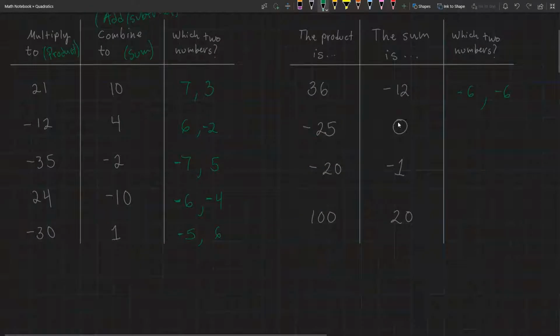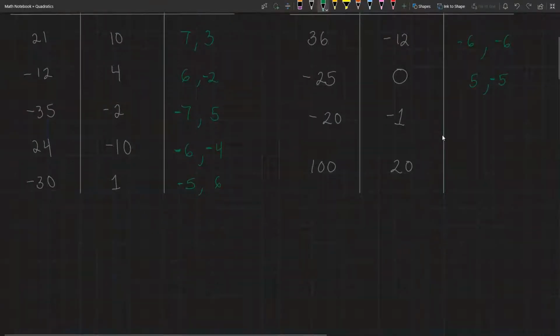All right, this one's interesting. The sum is 0, and the product is negative 25. So don't think the same sign. Remember, they've got to be different. And I'm thinking something like 5 and 5. But how do those make a 0 if one of them is negative? So that's one that's somewhat of a special case. We'll talk about what that means more later.